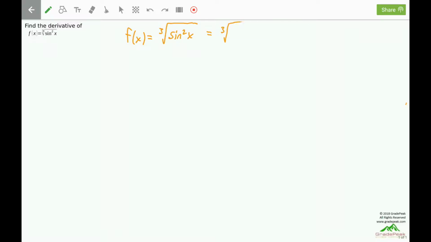Before we do that, let's recall that sine squared of x is another way of saying sine of x quantity squared. So what we have here is sine of x raised to the second power and then cube root, so 2 over 3 power for that sine. From there we can take the derivative.